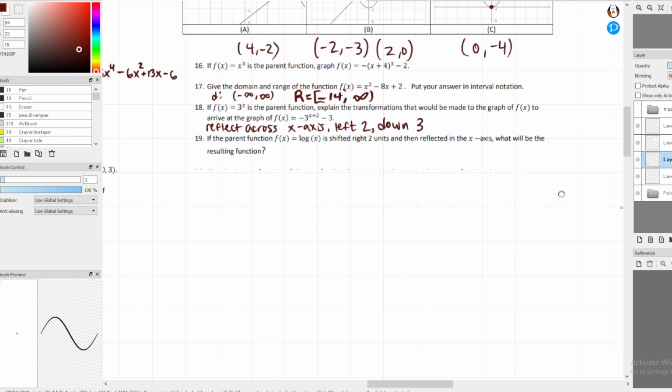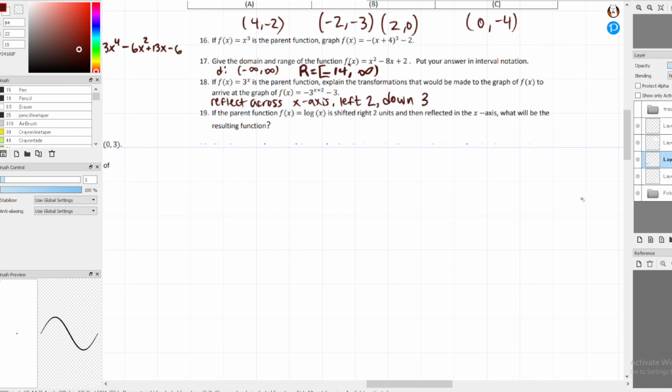transformations. 19 is asking us if the parent function f of x equals log of x is shifted right 2 units and then reflected in the x-axis, what would be the resulting function? We have our f of x equals, it's reflected by the x-axis, so we'll have a negative, and then it's shifted right by 2, so we're going to be minusing 2. That is our resulting function. Pretty simple.